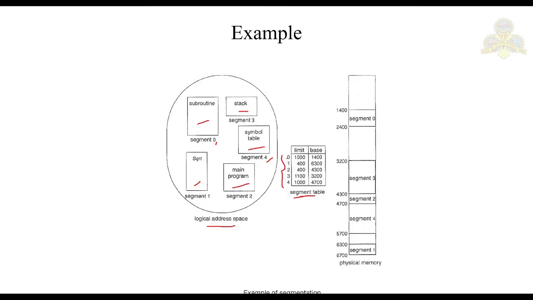That is, the segment numbers 0, 1, 2, 3, 4 are the index to your segment table. Now we have to have the limit and the base values, right? So say for example this segment 0. In the main memory, you check where this segment 0 has been stored. So you can see here segment 0 has been stored from location 1400 to 2400.